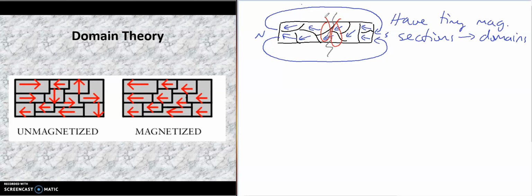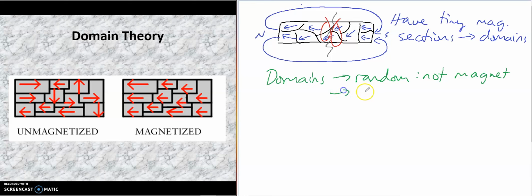So this is the idea behind domain theory, and how well those domains are aligned and how well they move sort of dictates the properties of the material. If we look at how those domains work, if they're random, then it's not a magnet, because all the little polarities are sort of canceling out. If they are aligned, then it is a magnet, or it's magnetic.